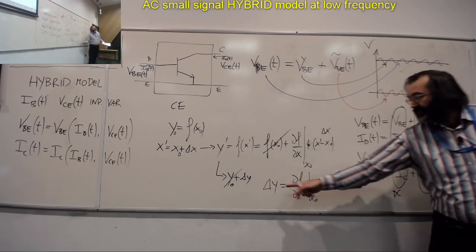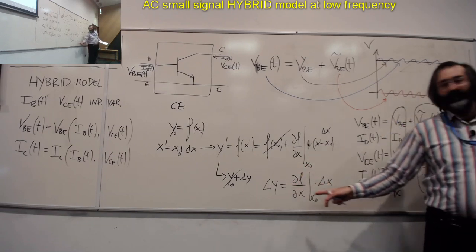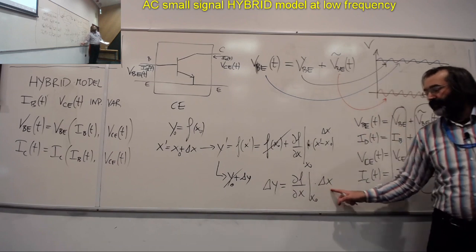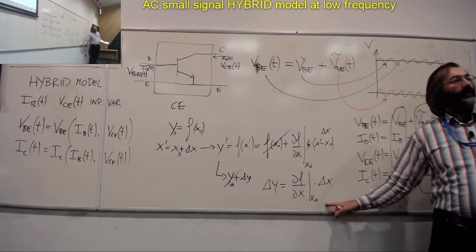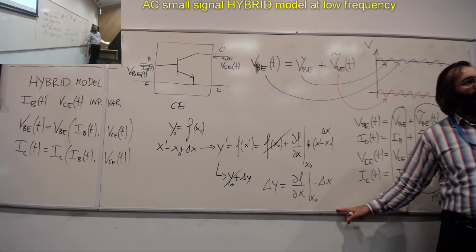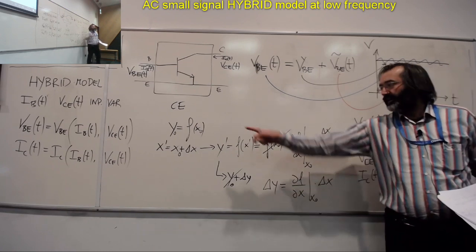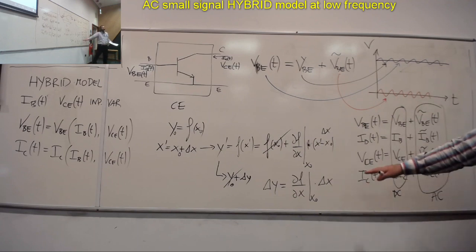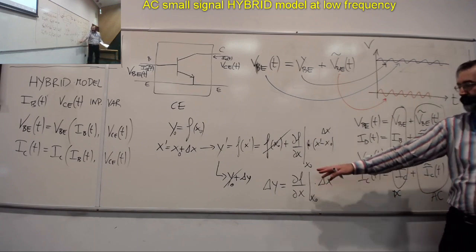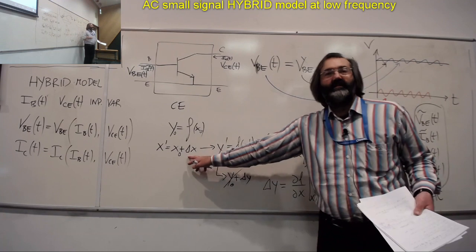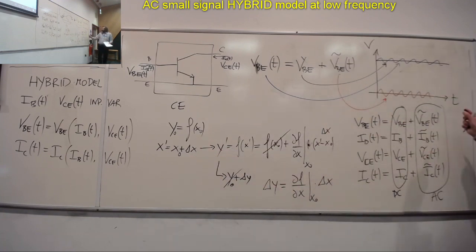And so this is now a linear relation between any small perturbation around the quiescent point, which will result in a certain output, delta y. And that's what I'll do now. Does this make sense? The perturbation for us, the delta x, is a small AC signal.